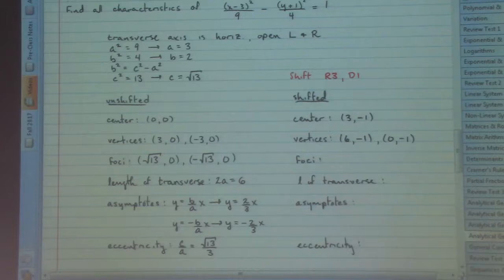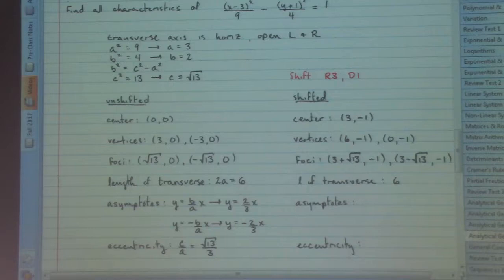Square root of 13 plus 3 is 3 plus the square root of 13. 0 plus negative 1 is negative 1. Negative square root of 13 plus 3 is 3 minus the square root of 13. 0 plus the negative 1 is negative 1. The length of my transverse axis has not changed.